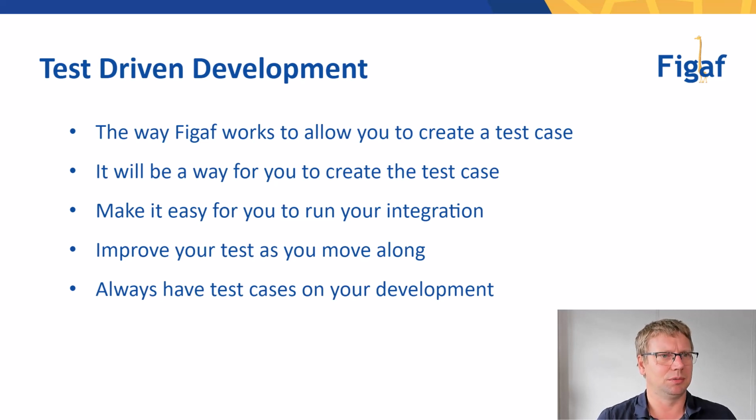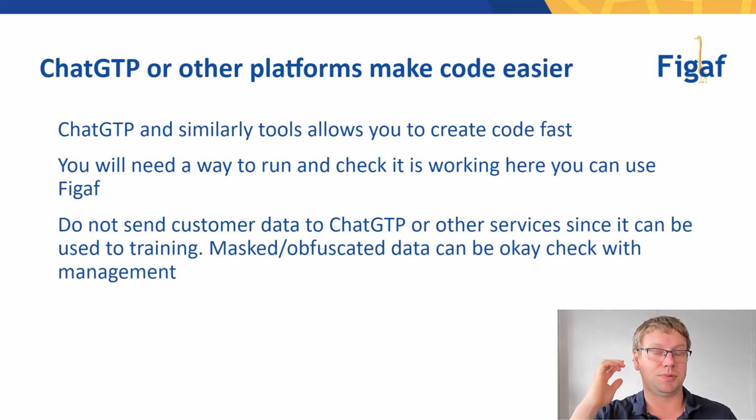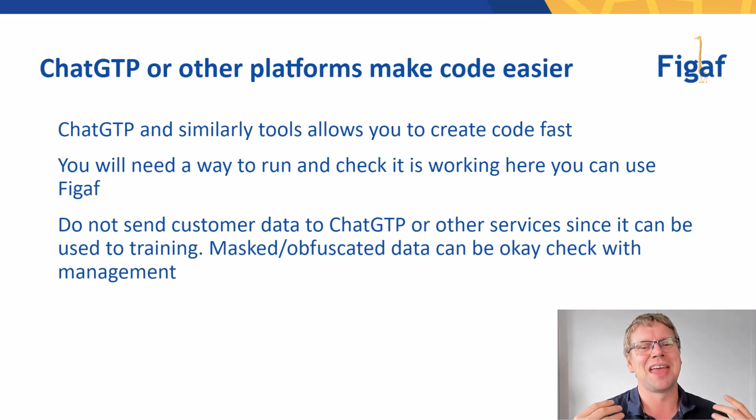How do we change these iflows? And obviously ChatGPT and Bard and whatever platform is really useful for this. But they are tools to generate code, not to allow you to run and manage the code. And this is where the Figaf tool comes in, as a place between this and your CPI system. And do not send customer data to ChatGPT or the services. I think that there is a lot of challenges with this. You can use obfuscated and masked content. The Figaf tool does have some abilities to do that. But obviously you need to check with your management about what is applicable for these scenarios.